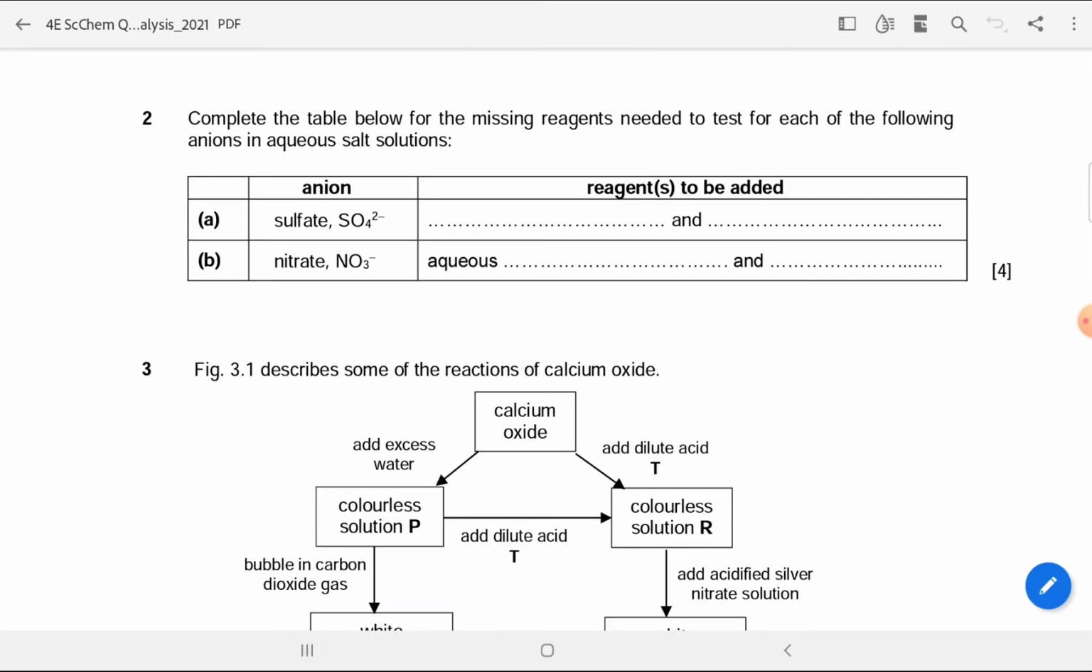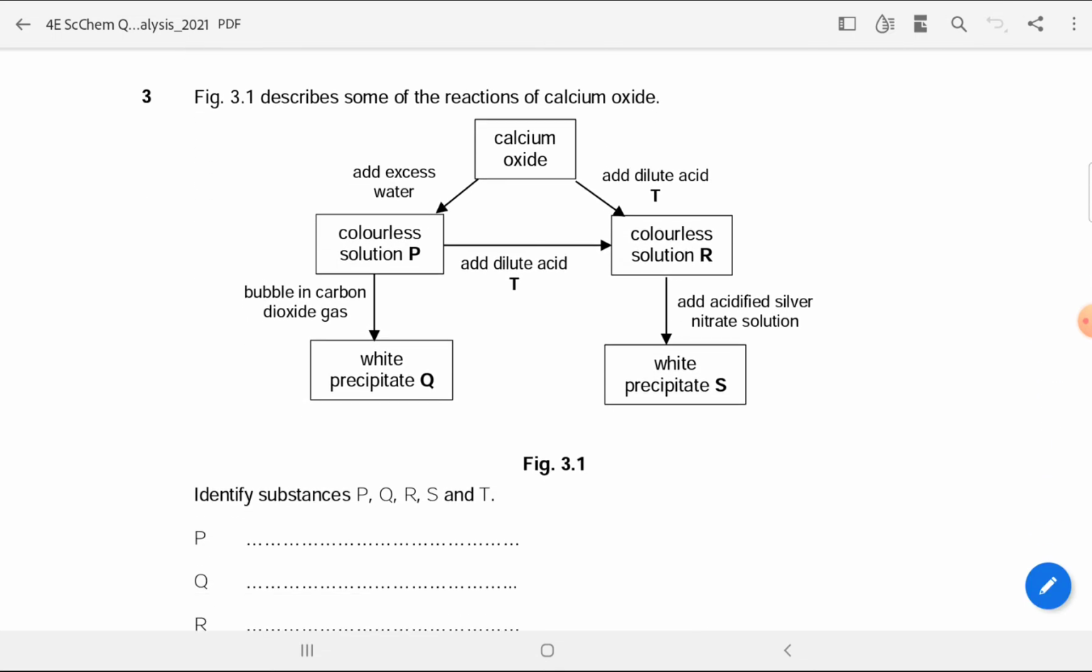So this one is your nitric acid, HNO3, or you can just spell out nitric acid, and then barium nitrate. How about the nitrate ion? If you go back to the same anion table, you'll be able to find out that in order to test for nitrate ion, you need aqueous sodium hydroxide and aluminium foil, or just simply aluminium will do. That's for question number 2.